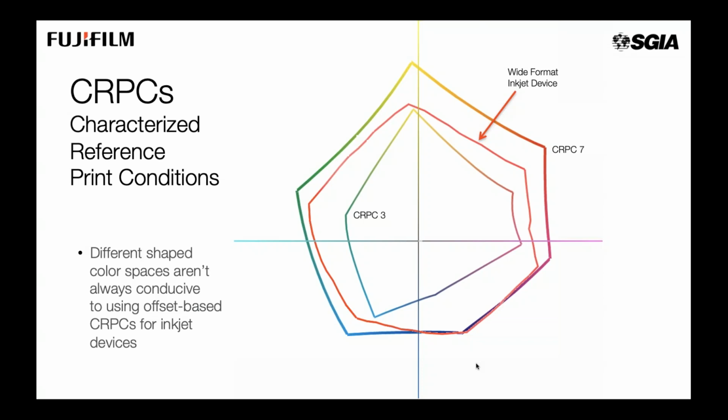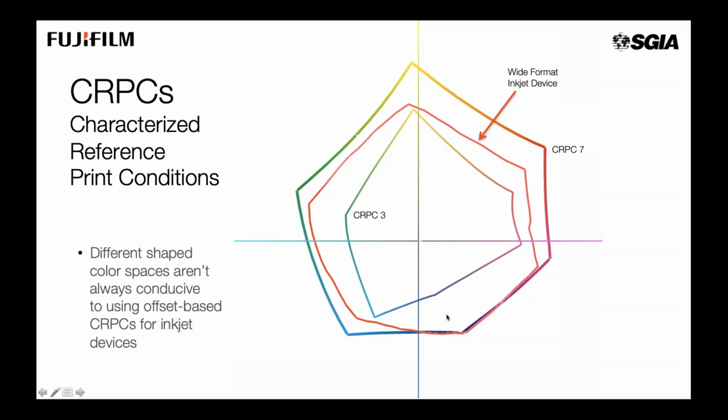And as you can see here, I've tried to show that the center color space that you see is a typical wide format inkjet device. And if we try and match it to the closest CRPC, well, you can see in yellow, we have to dumb it all the way down to CRPC 3. And that's right up here.